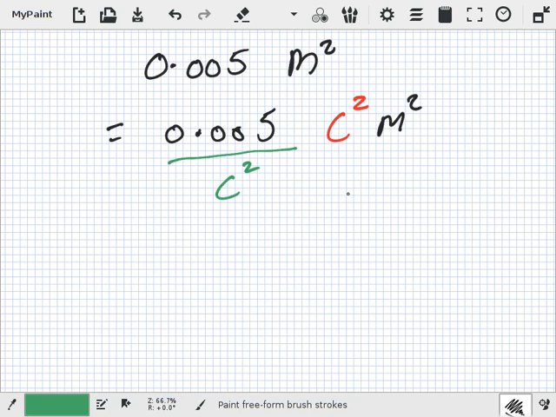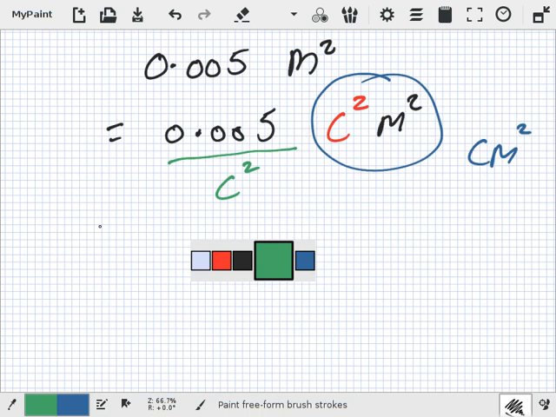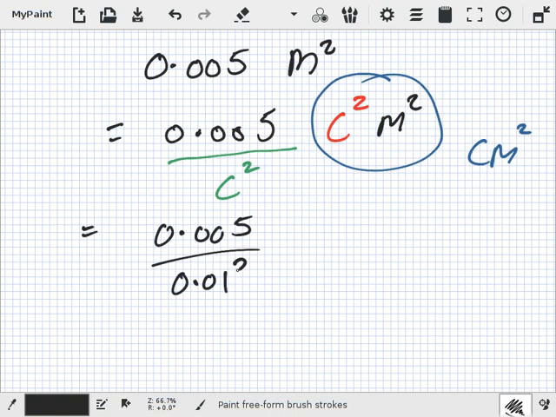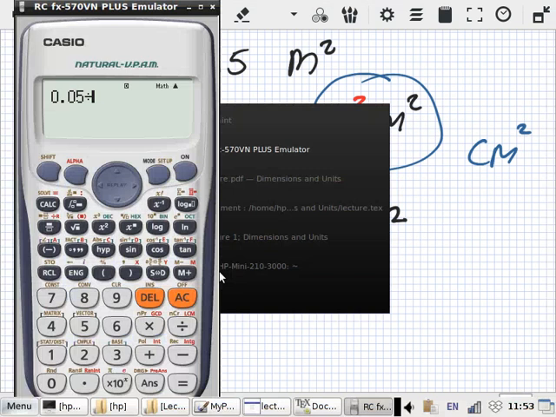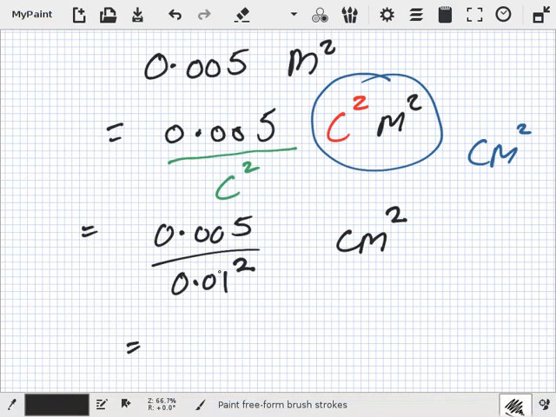But this is really good because here, what is this? This is cm squared. So this is just 0.005 over 0.01 squared, cm squared. Whatever that is, let's just double check it. 0.05 divided, no, that's not it. Yeah, 50. Wasn't it 50? Good, thank goodness. 50 cm squared. So again, there's a little bit of a trick here in putting in what we need on the top and the bottom.